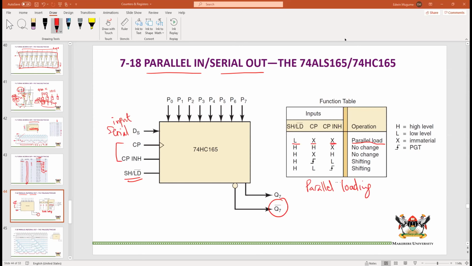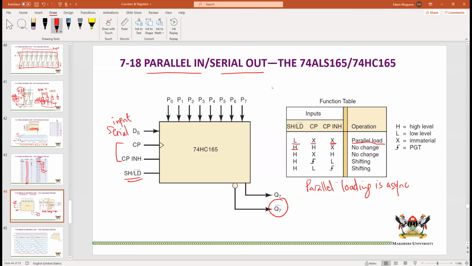Guys, what do you think it means when we don't care about the clock? While we are loading, we don't care what the clock is and what the clock inhibit is. We will still parallel load. It really means that parallel loading is an asynchronous operation. If it was synchronous, then we would need the clock. Yeah, thank you, Marvin.